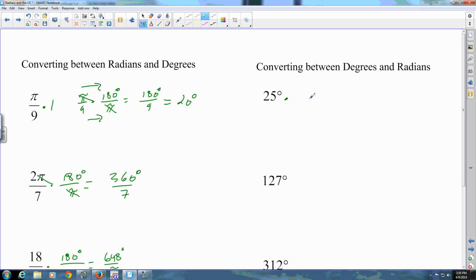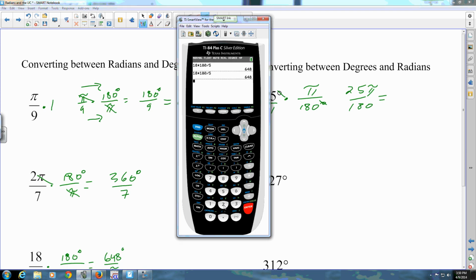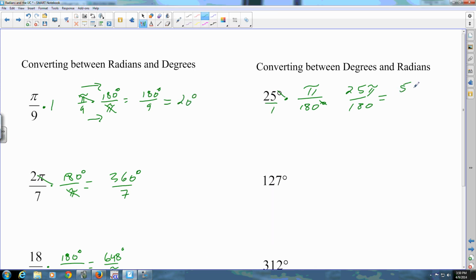If I only want to get radians, then degrees has to go on the bottom and pi goes on top. Degrees cancel. So I've got 25 pi over 180. If you want to know what that is reduced, grab your calculator and type in, don't type in the pi, 25 divided by 180, enter, gives you some decimal, go math, enter, and it gives you 5/36 pi. So your answer would be 5 pi over 36.